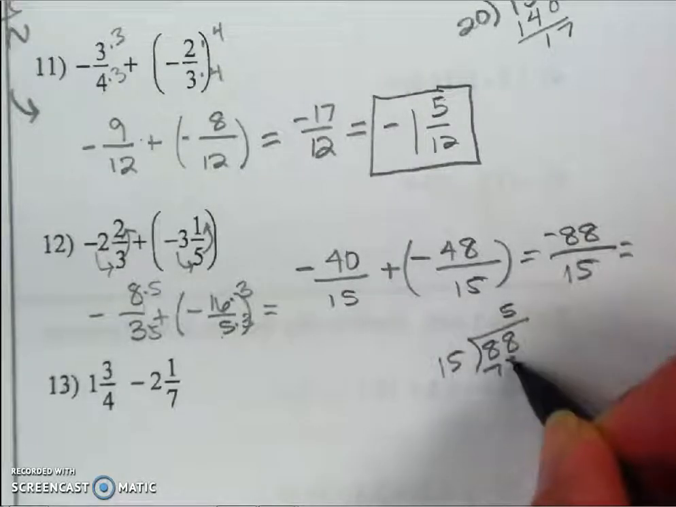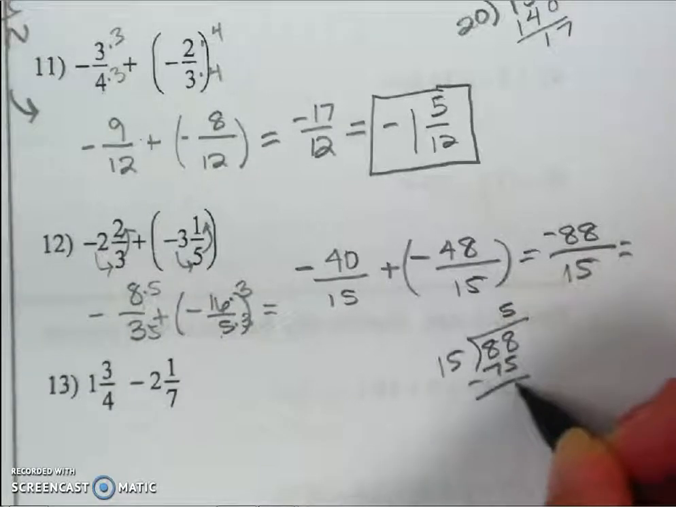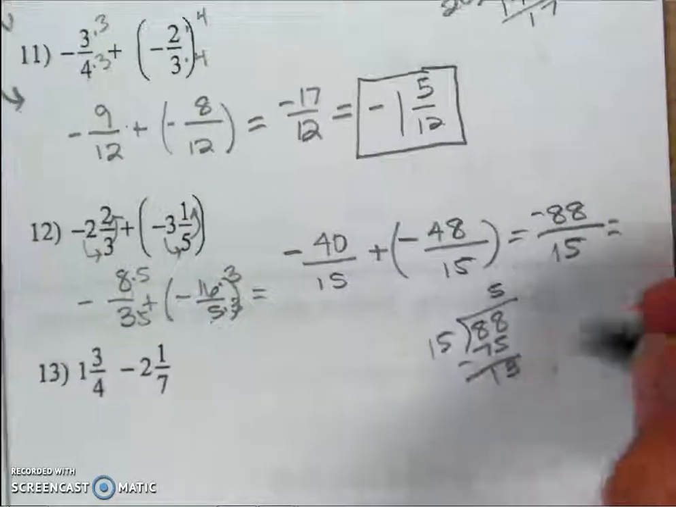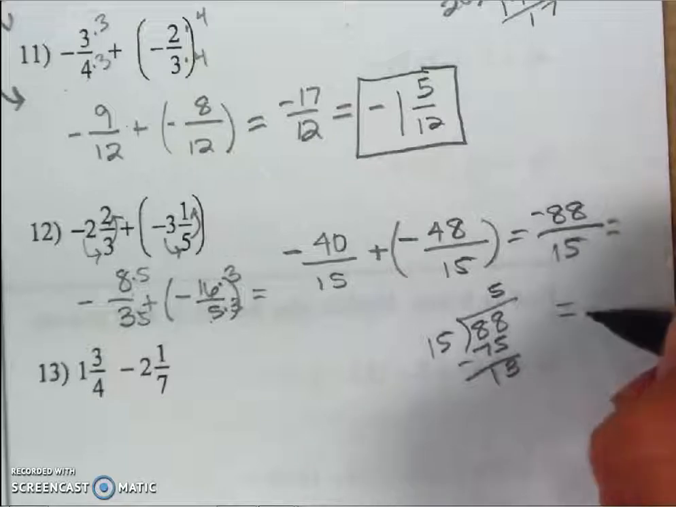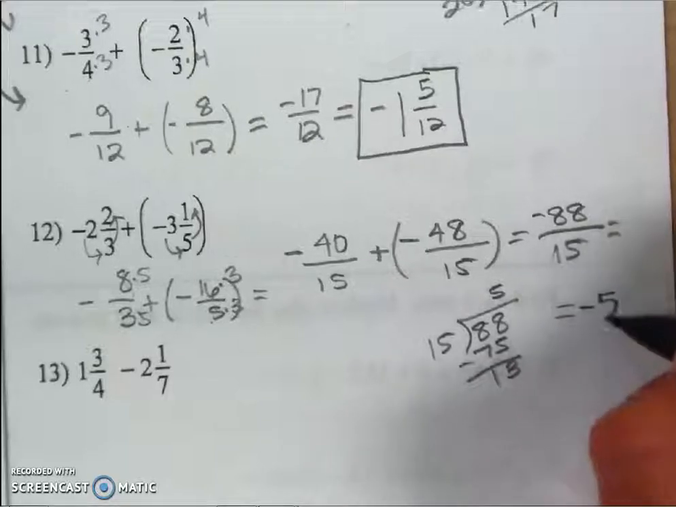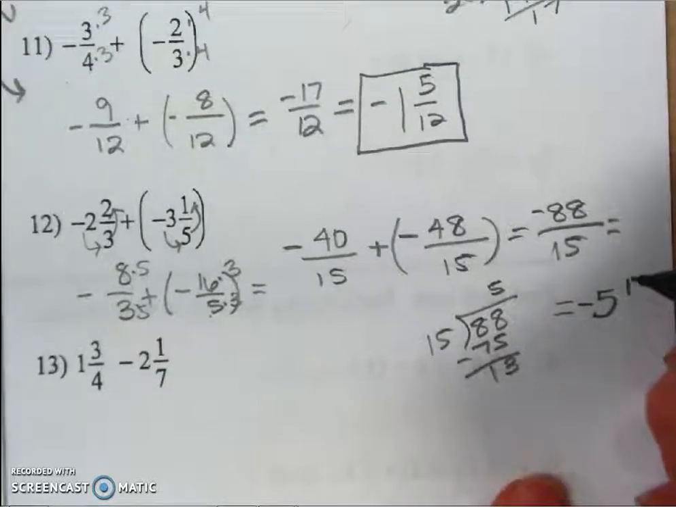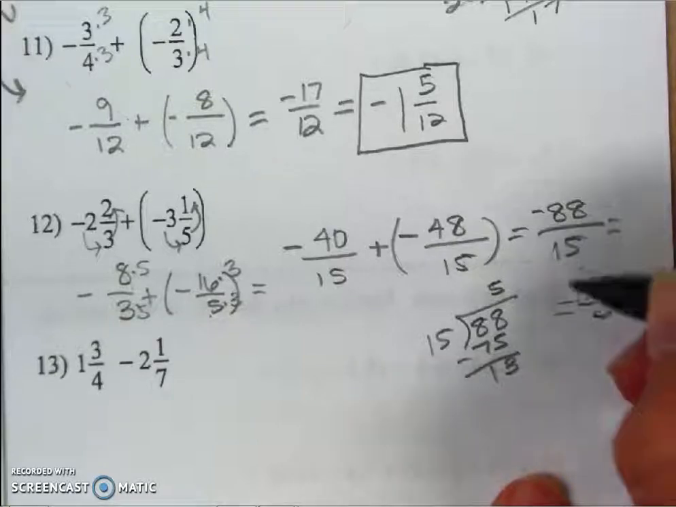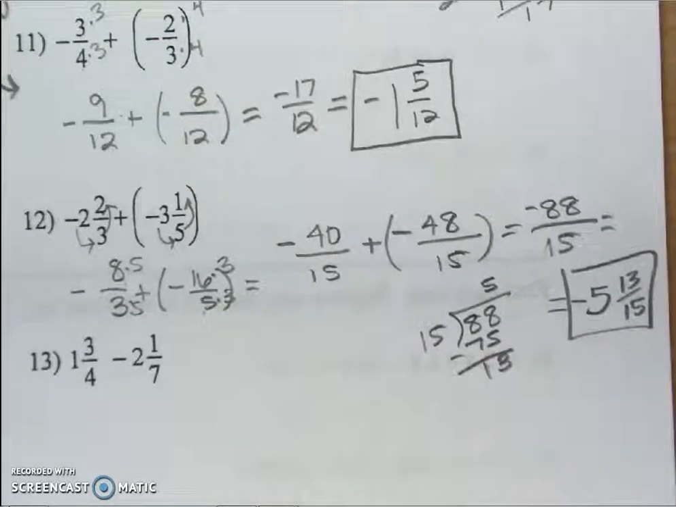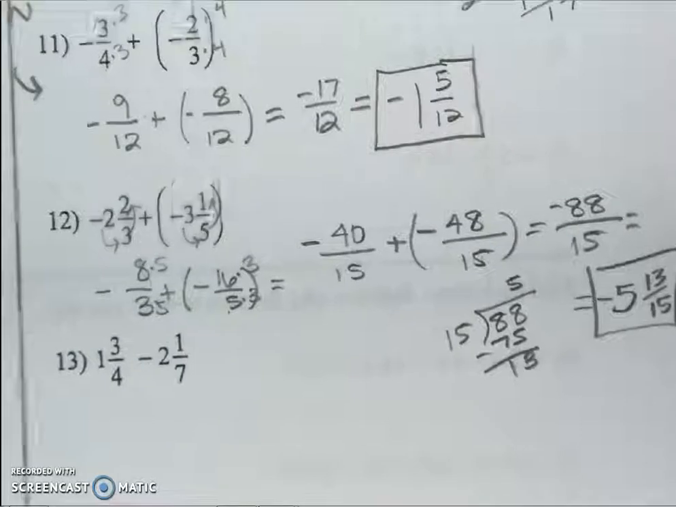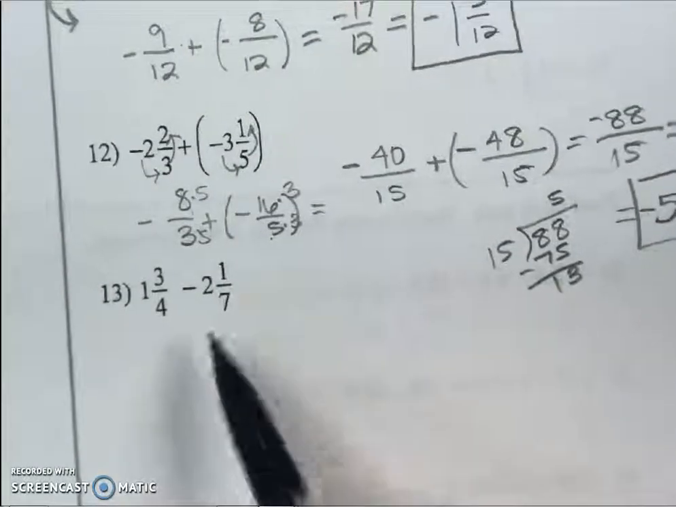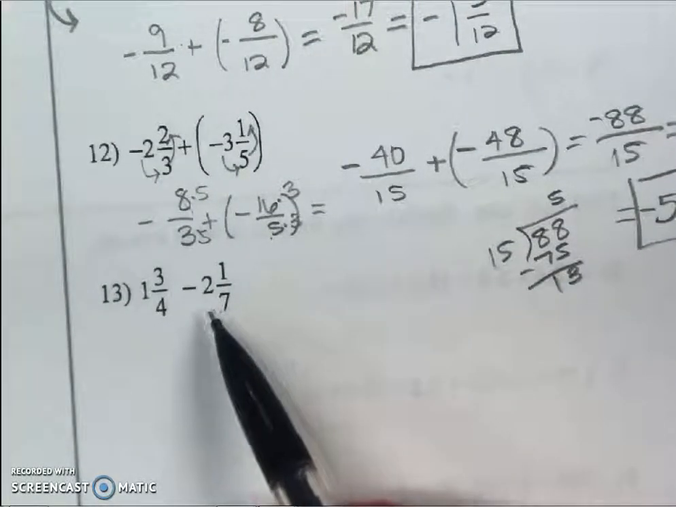That gave me 75. When I subtract, I have 13 left over, and so I would write this as the mixed number negative 5 and 13/15 left over. There we go. Negative 5 and 13/15. All right, last one. 1 3/4 minus 2 1/7.